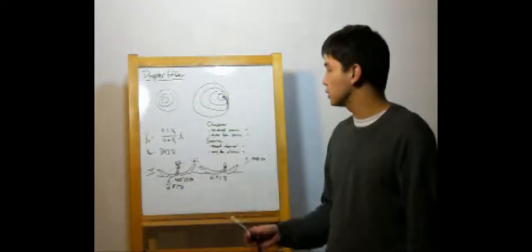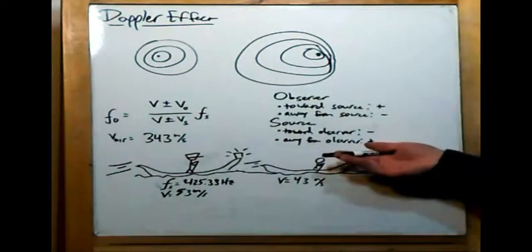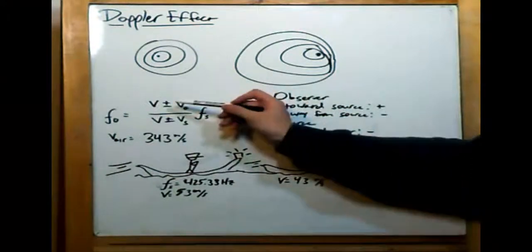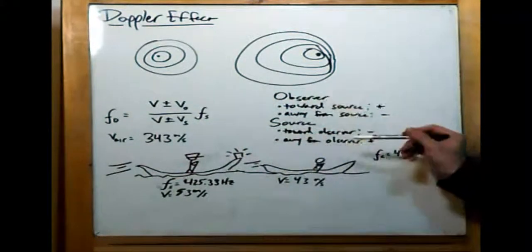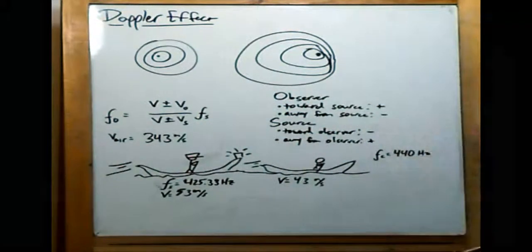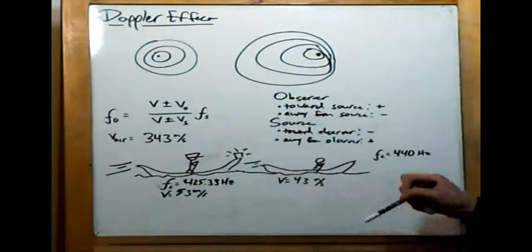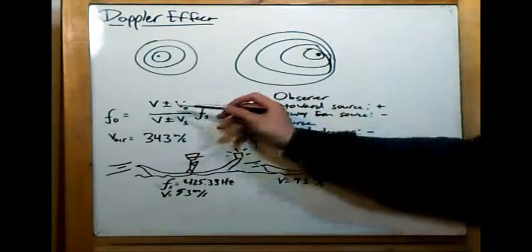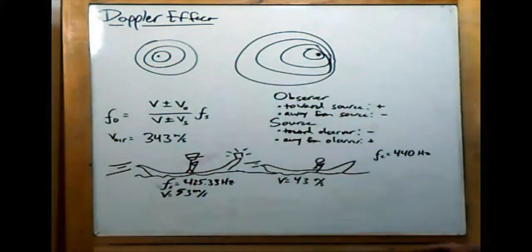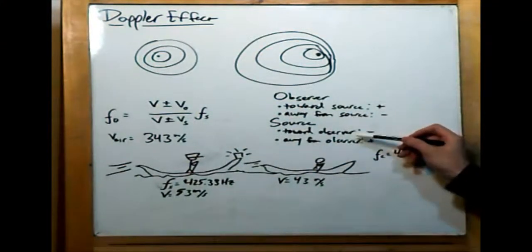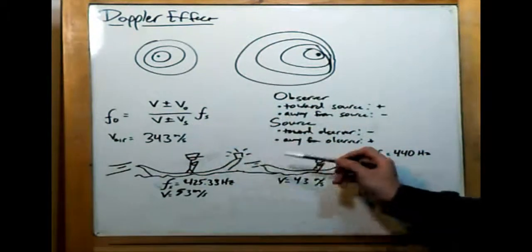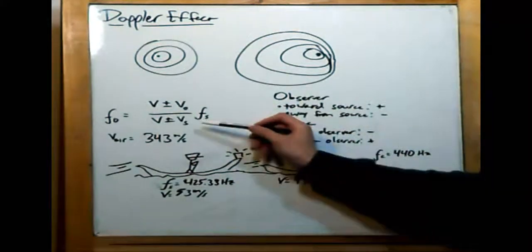So what about these plus minus things? How do you figure out which one you're going to use? Well, simply refer to this chart. So for the numerator, you're going to be working with the observer. So if the observer is moving toward the source, then you're going to add the speed of the observer. So speed of sound plus speed of the observer. If the observer is moving away from the source, then subtract. For the denominator, if the source is moving toward the observer, then subtract. If the source is moving away from the observer, then add.